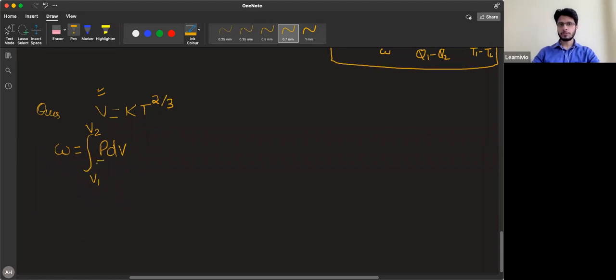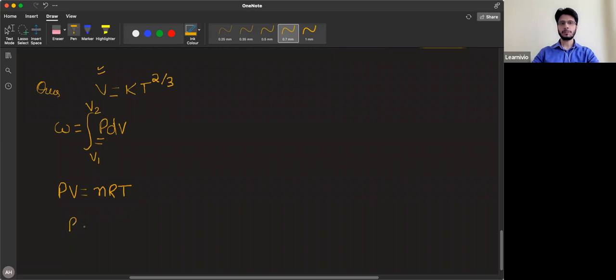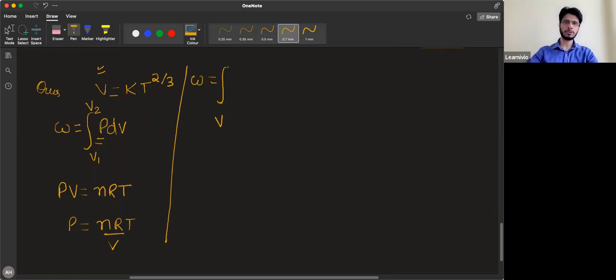You need pressure. So to get the equation of pressure, you can use the equation PV is equal to nRT. Then you can write P is equal to nRT divided by V. So when you do this substitution, the work done comes out to be the integral from V1 to V2 of nRT divided by V, dV, instead of P.